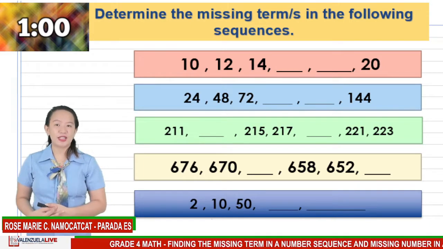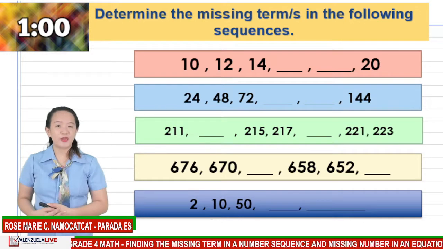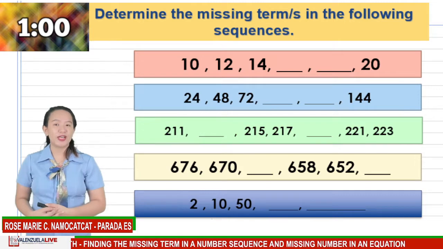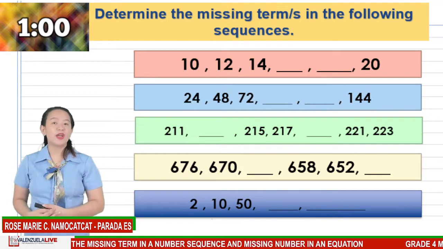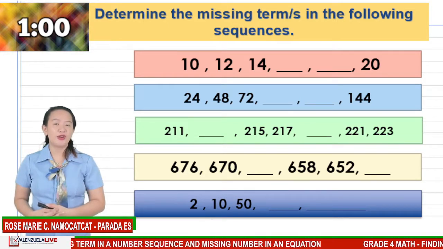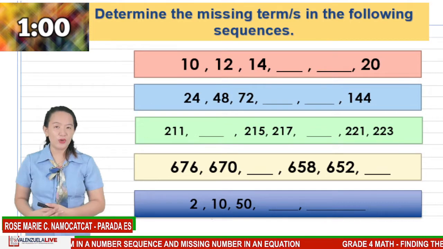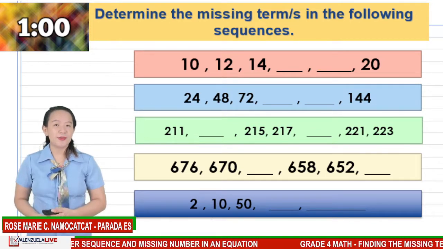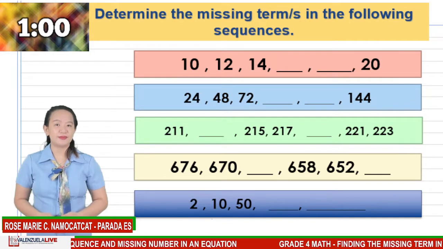Followed by 676, 670, missing number. 658, 652, another missing number. And for the last one, 2, 10, 50, and then what are the next two missing numbers? So just comment your answer in the comment section below. I'll be giving you 1 minute to do this activity. And your timer starts now.